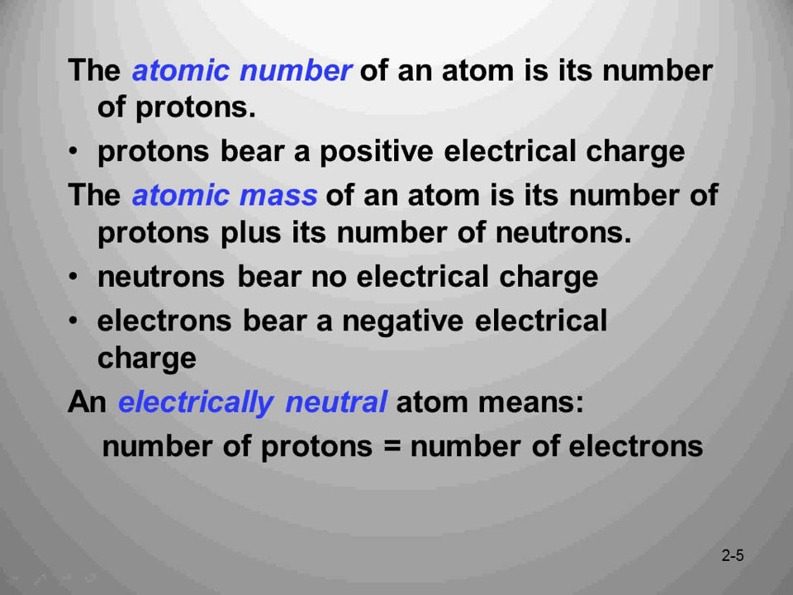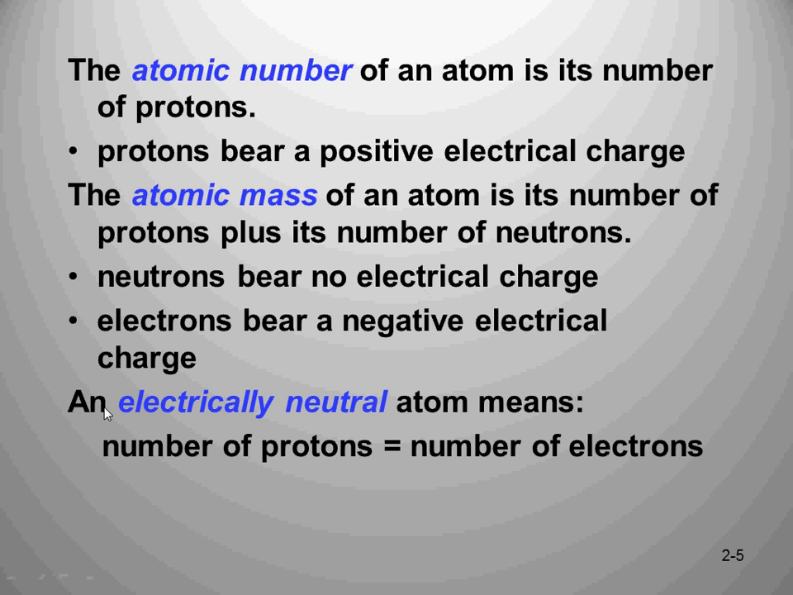A couple more basic definitions. The atomic number of an atom is simply the number of protons that it has. Protons have a positive electrical charge. The atomic mass of an atom is the number of protons plus the number of neutrons. Neutrons have no charge, and electrons have a negative charge.